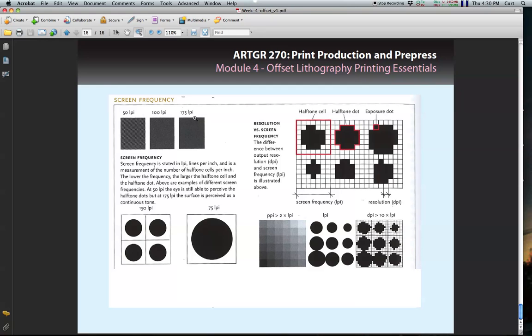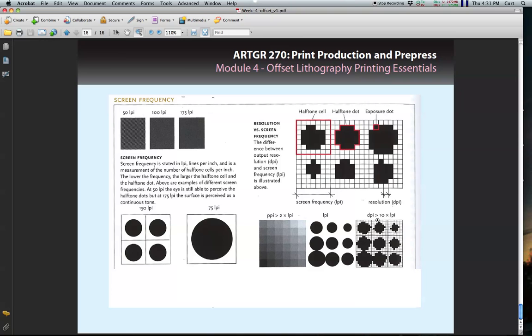When you see DPI, dots per inch, that's an old way of saying pixels per inch. A long time ago, people used to say dots per inch, and they meant the dots on their computer screen, but that's not what that means. Dots per inch is how the halftone dots are made, how the LPI is made.